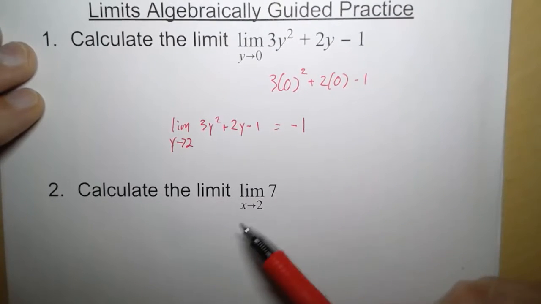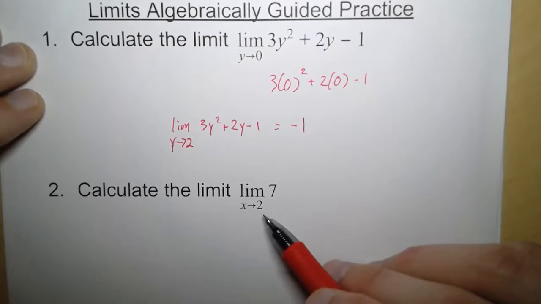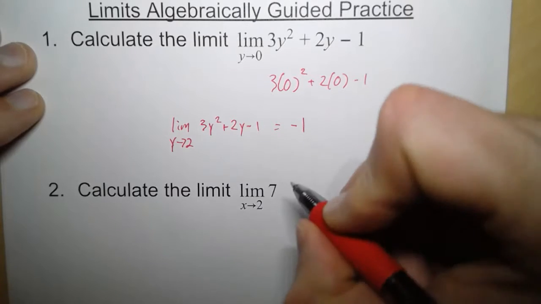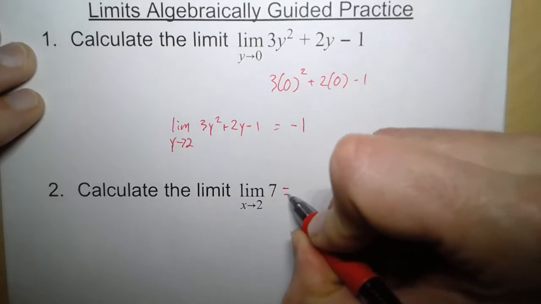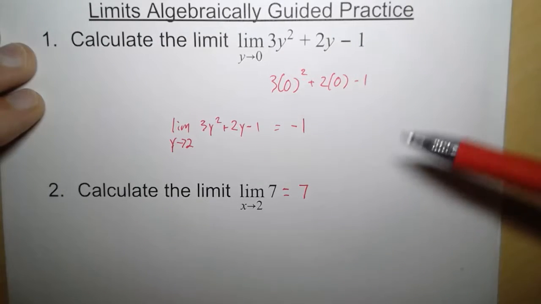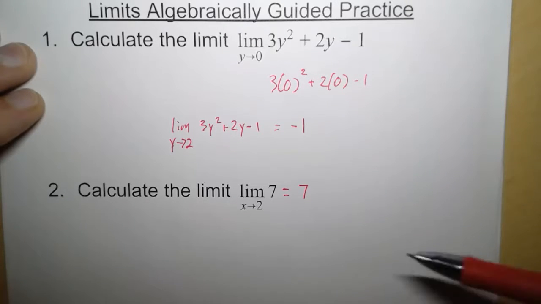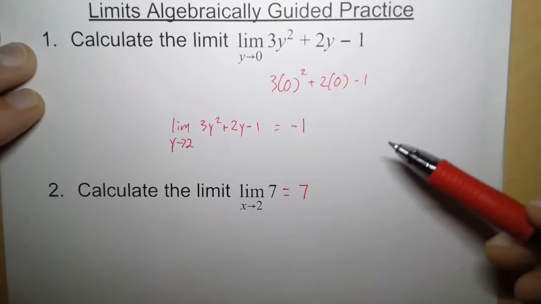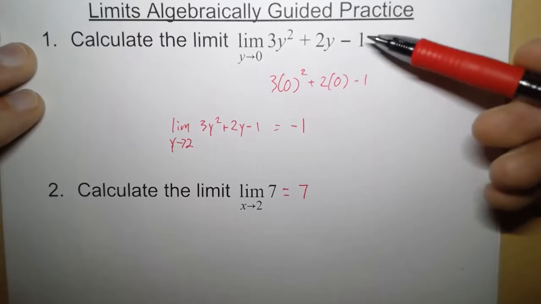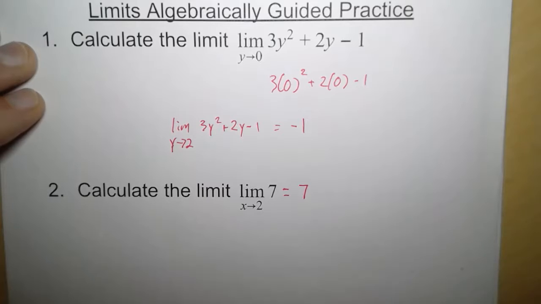Looking down here at number 2, we want to see, what is 7 as x approaches 2? Well, there is no x in this. 7 just remains 7. And since there's nothing to plug in, the limit is just 7. These two don't happen very often when you do limits algebraically, but I wanted to show them to you because oftentimes when people get to some of the later problems, when you start to simplify things algebraically, they look at these problems and forget how to do them. These are actually the easy ones right here.